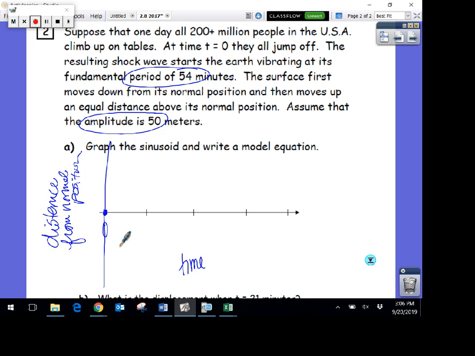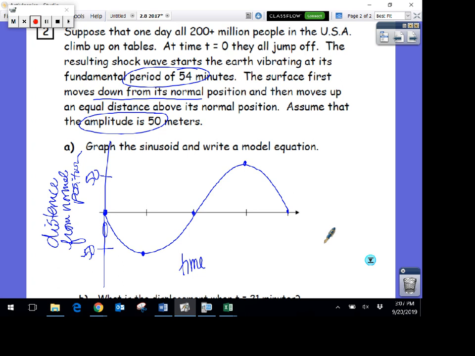Then it says the surface first moves down from its normal position. So if it moves down, we know the amplitude is 50, so we're going to go down 50 and up 50. So it first moves down, then it moves up, so middle, high, and then back to middle. So there's our sinusoidal function that we just created.